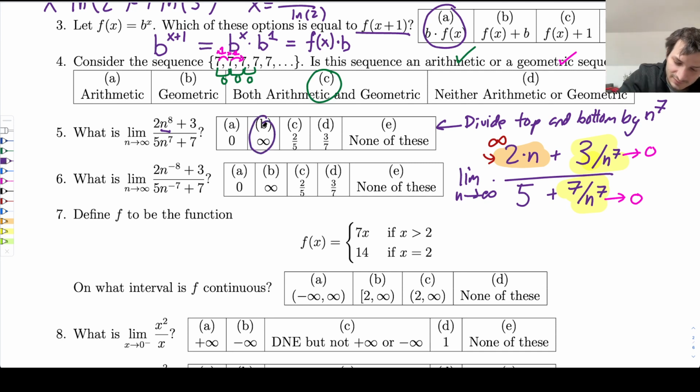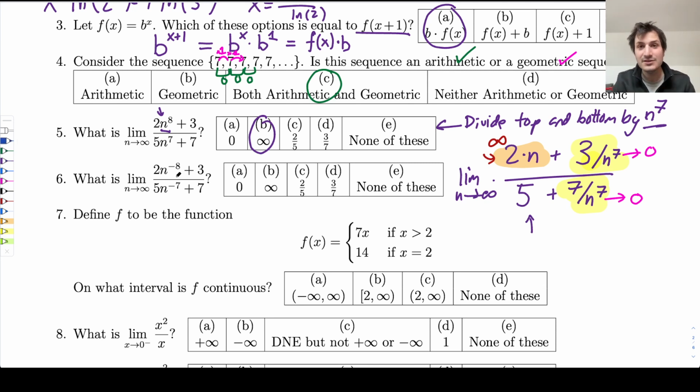The limit is infinity. And again, it's sort of because the exponent in the top here was an n to the 8. So after we divided it by n to the 7, it still had some leftover oomph to go to infinity, whereas the bottom just went to 5. And the 5 here was always a constant. Okay, very similar idea in question 6.